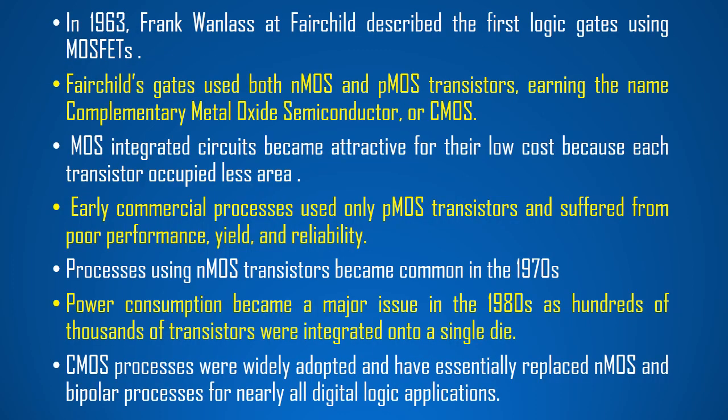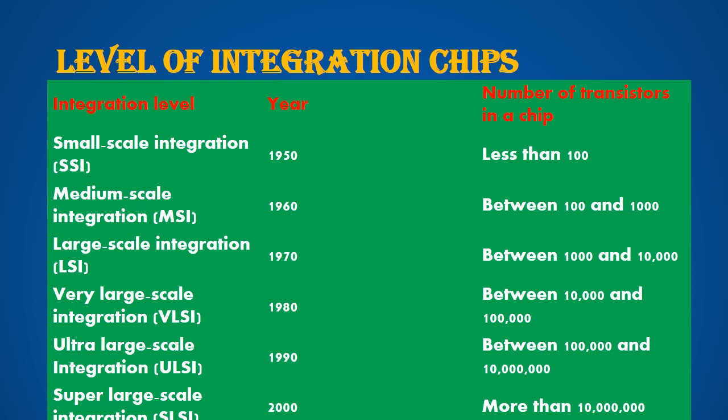So after some years they used PMOS transistors in their project, but the main drawback of PMOS transistor is poor performance. So to overcome this drawback we go for NMOS transistors. But in NMOS transistor also there is a drawback. The drawback is power consumption is more. So in order to reduce the power consumption, there came a new technology, that is CMOS technology, complementary metal oxide semiconductor technology. So CMOS is nothing but a combination of PMOS and NMOS. So now CMOS is used in many places.